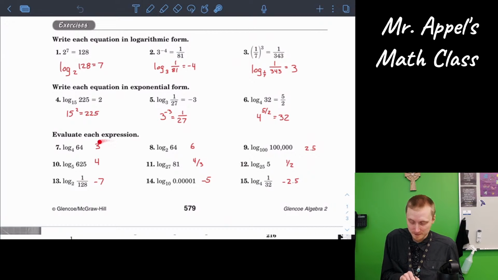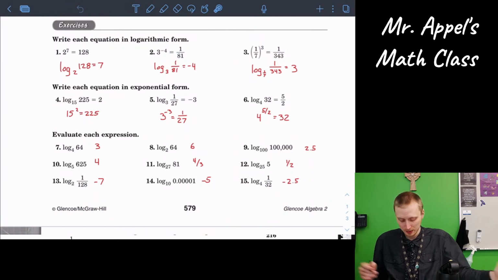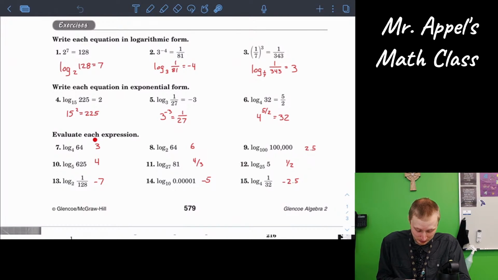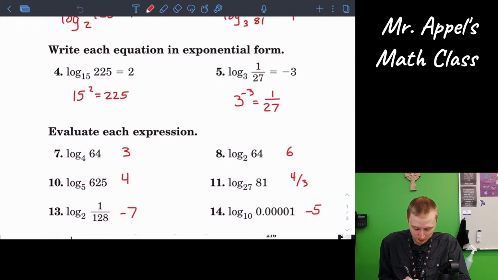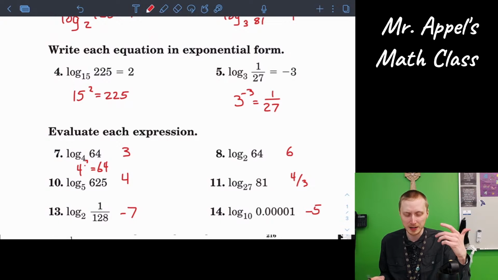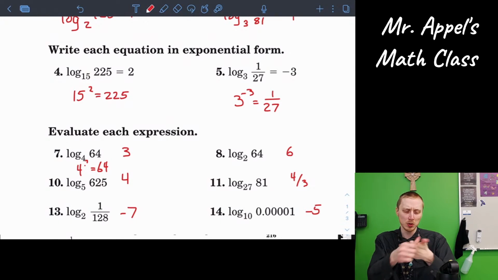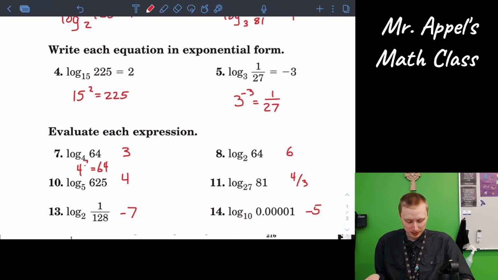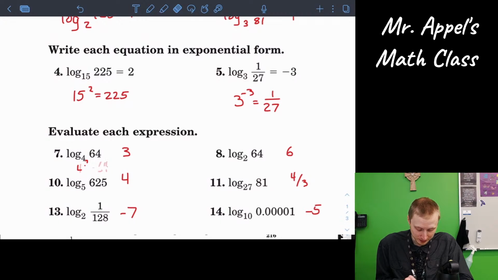Then down here we have evaluating each expression from log form. Again, you might want to consider, for example, turning this into exponential form. So log base 4 of 64 says, 4 to what power is 64? And maybe that makes it a little more clear what you have to find there. So I start counting off 4 times 4 times 4, right? How many times until I get to 64? And the answer there is 3 in that case.